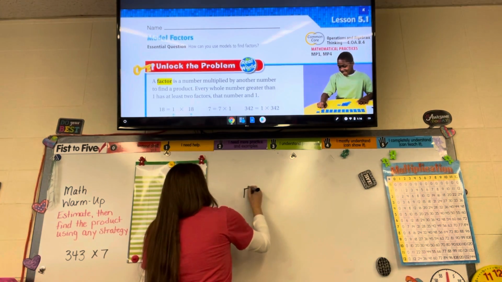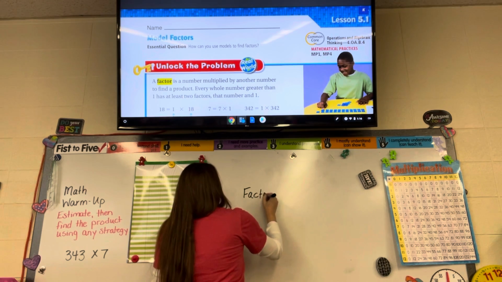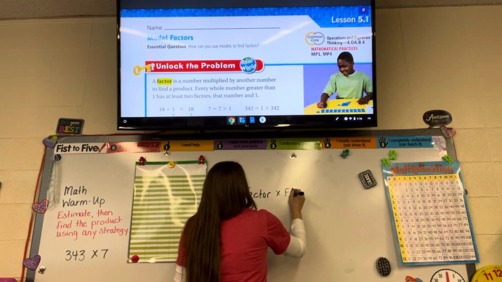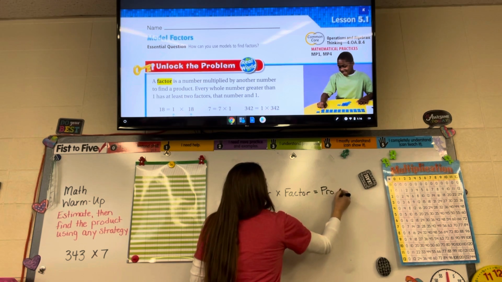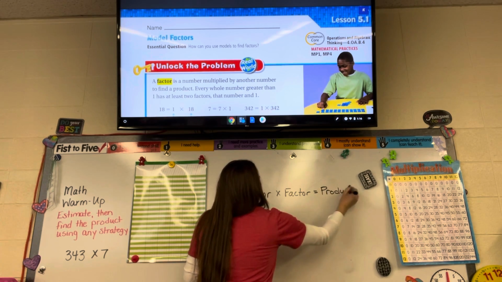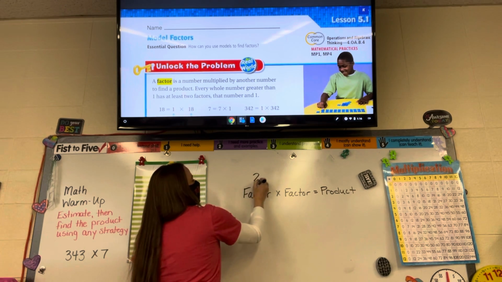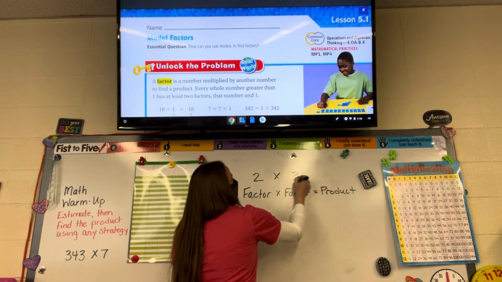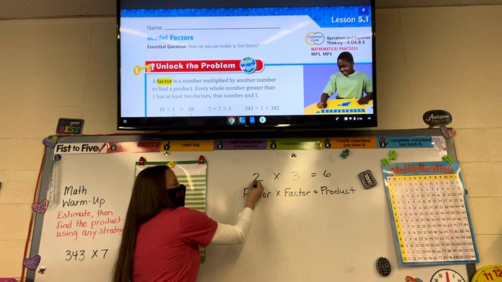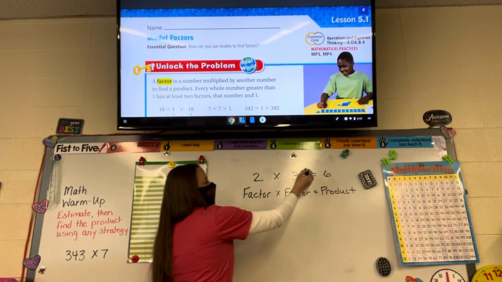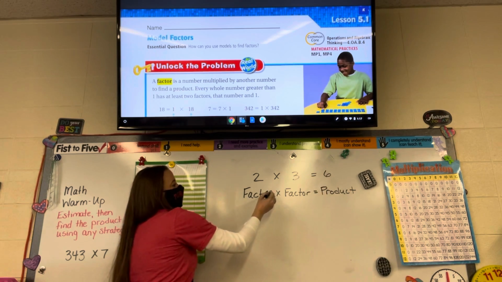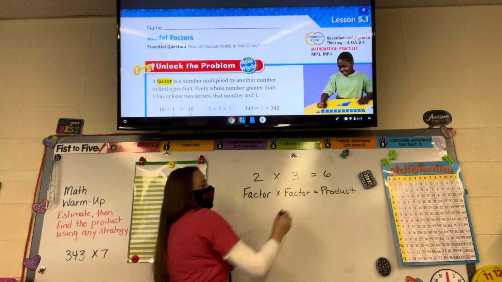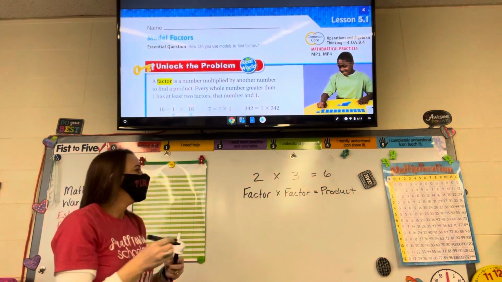So it's like this. A factor times a factor equals a product. In the case of 2 times 3 equals 6, 2 is a factor of 6, 3 is a factor of 6, and together 2 times 3 equals the product of 6.